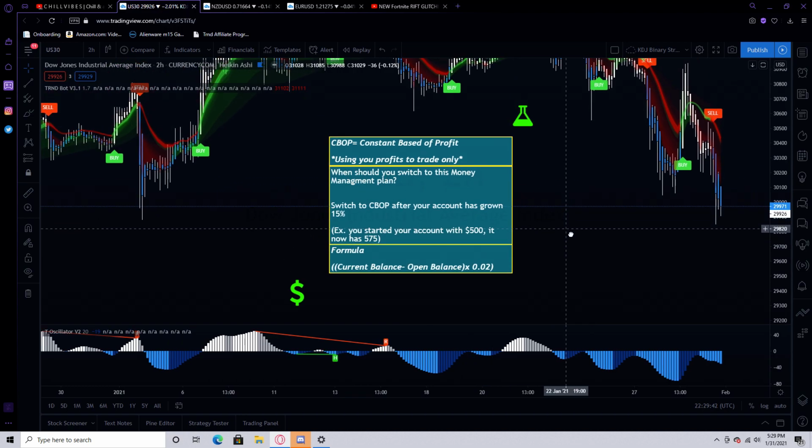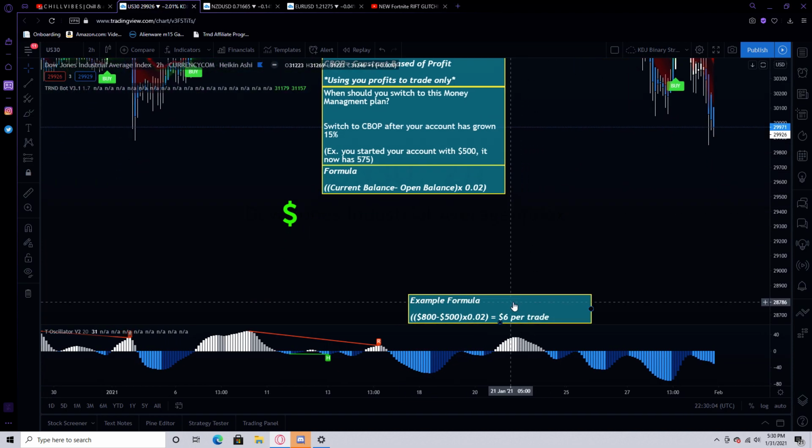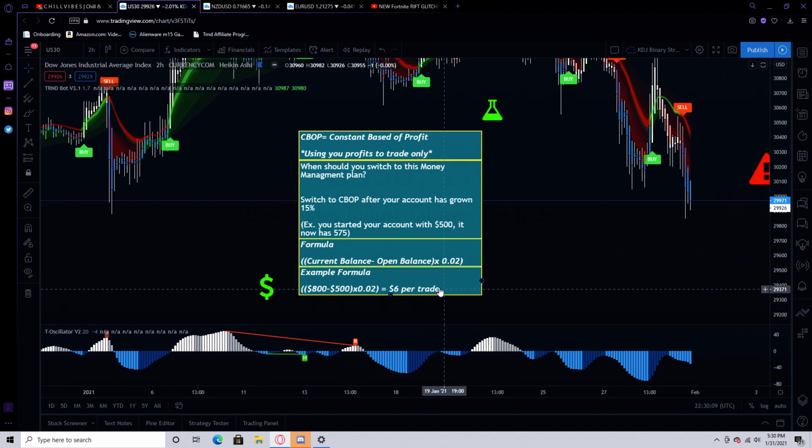Right here. The formula is your current balance, which is say $575, minus your open balance, which is your starting amount. So you started with $500, that would be your open balance, and then you would multiply it by 2%. Here's another example: your current balance is $800, but you started off with $500. 2% of the difference is $6 per trade.